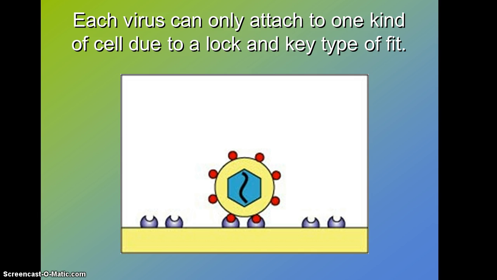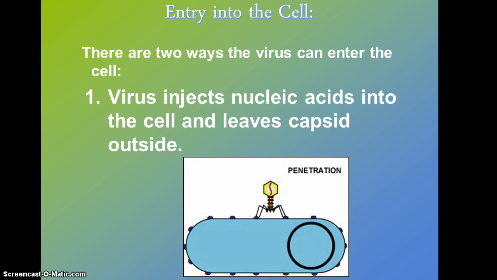Each virus can only attach to one kind of cell due to that lock and key type of fit. So that's just showing you here that you have those receptor sites and attachment site of the virus, the red part being the attachment site and the bluish part being the receptor sites. There are 2 ways a virus can actually get inside of the cell.